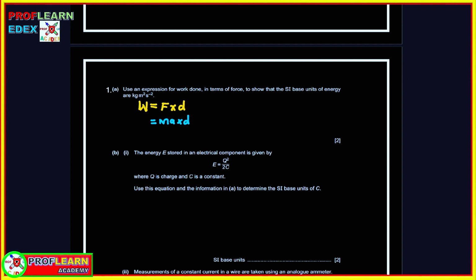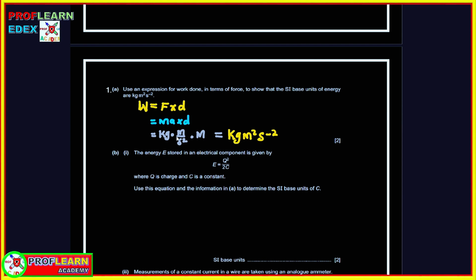Mass, the unit is kilogram. Acceleration is meter per second square, and distance is meters. So we can multiply meter and meter to get meter square, and then our unit now can be written as kg m² s⁻².